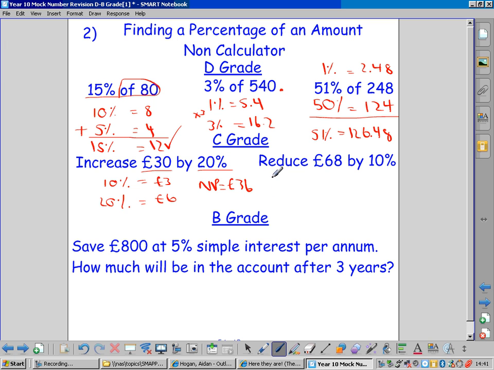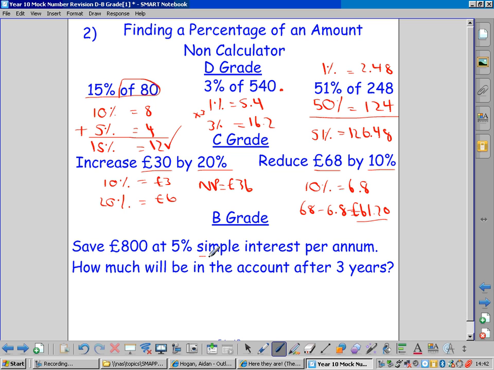Same principles for a reduction. If you're reducing £68 by 10%, you find what 10% is. 10% is dividing by 10, move the decimal point once, 6.8. And then if you're reducing, you take it away. 68 minus 6.8: 68 minus 6 is 62, take away 0.8 is 61.2 pounds, £61.20. Find 10% and take it away for a 10% reduction.